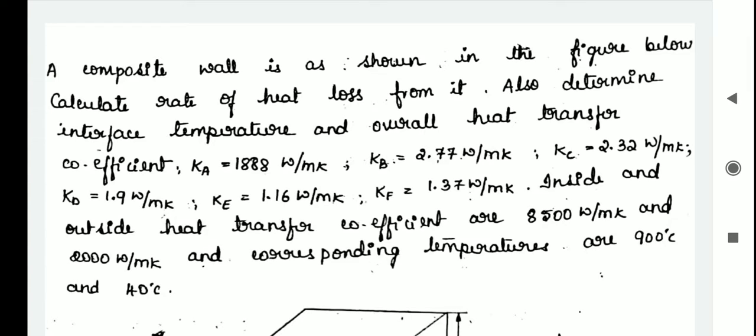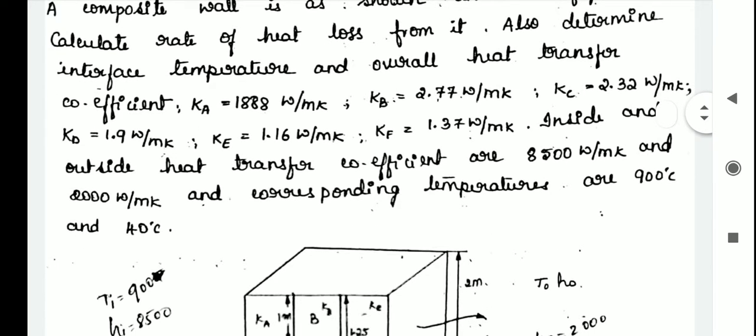Hello students, this is the sixth problem of module 1. A composite wall is as shown in the figure below. Calculate the rate of heat loss from it. Also determine the interface temperature and overall heat transfer coefficient.